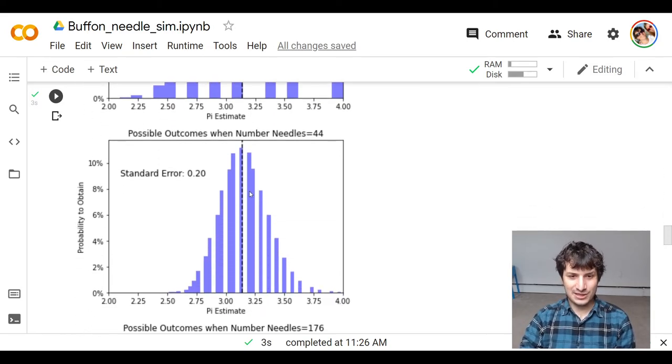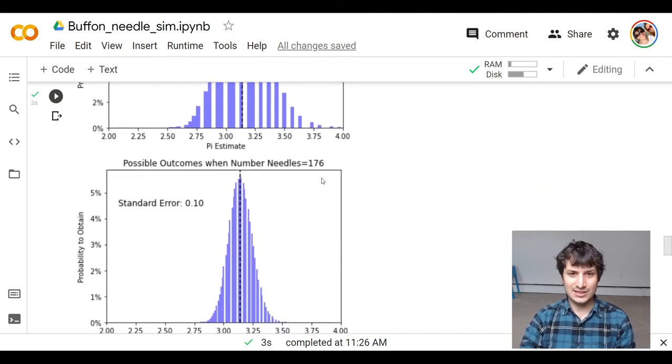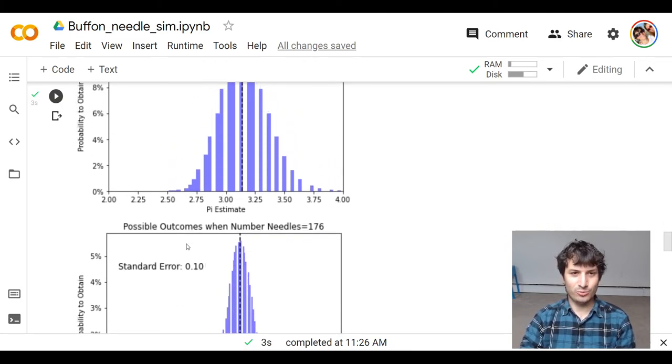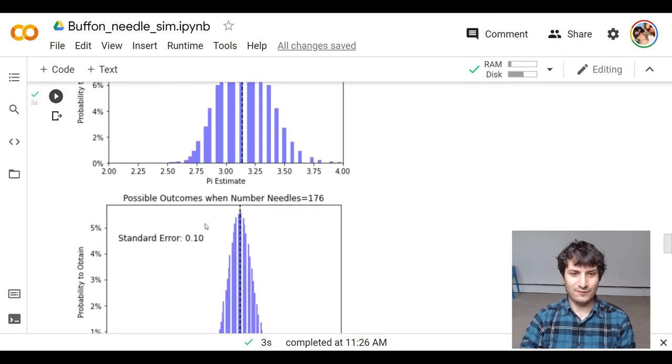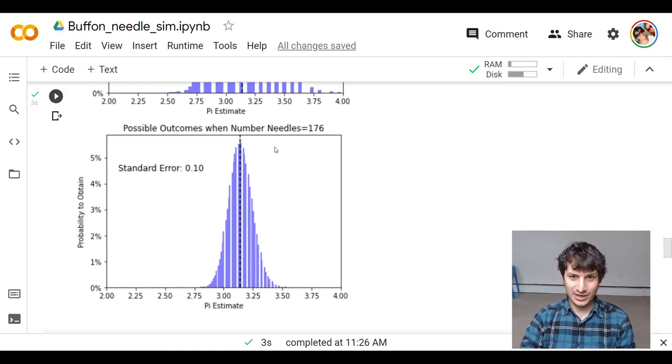Okay, and you can see what happens. I did it one more time with 176 needles, and that has an error of 0.1. So it goes down again by a factor of 2. Again, the computer took 176 noodle throwings. It did it a million times to generate this nice histogram. And you can see that most of the time, you're quite close to pi. You're typically off by 0.1.